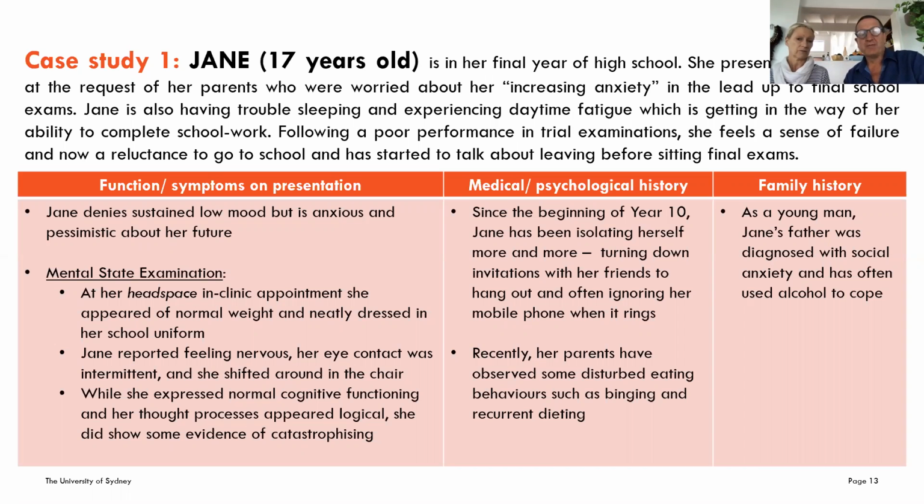When we're looking for other things that may be predictive, family history is an important consideration. While many people do not have a family history of any specific disorder, it is quite common. If there is a very specific family history, it may increase our concern about a young person progressing to a more severe disorder. In this case, as a young man, Jane's father was diagnosed with social anxiety and did what many young men often do, used alcohol to cope. So a family history of anxiety, particularly social anxiety, not unusual. Interesting in this situation in her dad. Next slide.